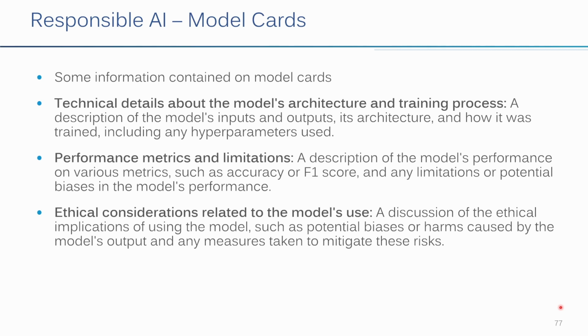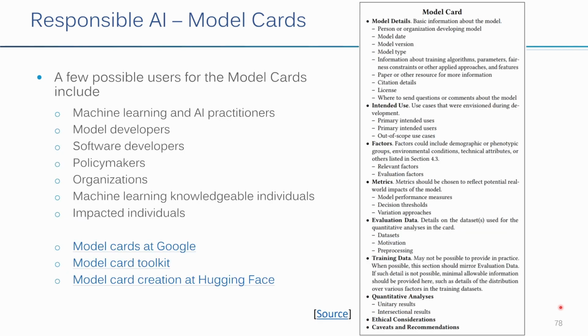Also, the performance metrics and limitations, a description of the model's performance on various metrics such as accuracy, output score, and any limitations or potential bias in the model's performance, and of course the metrics that you're using. And as we said before, the model cards also contain ethical considerations related to the models used. So this is just to show some of the aspects that the model card has.